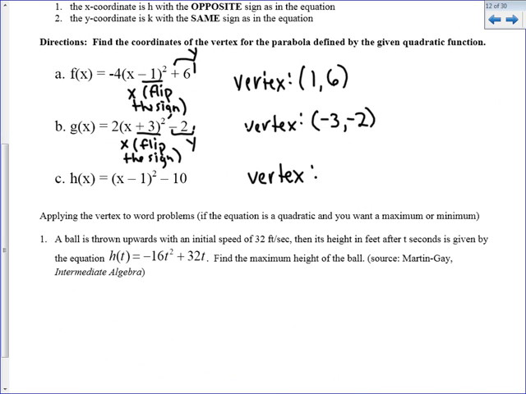For the last one, what's going to be the x coordinate of my vertex here? 1. Take this, flip the sign. And the y coordinate? -10. Last number as is. Again, they're really nice for the vertex, not so nice for the others. So we'll just stick with them for the vertex.